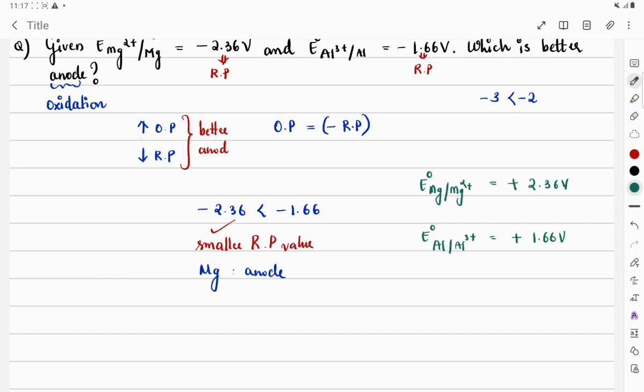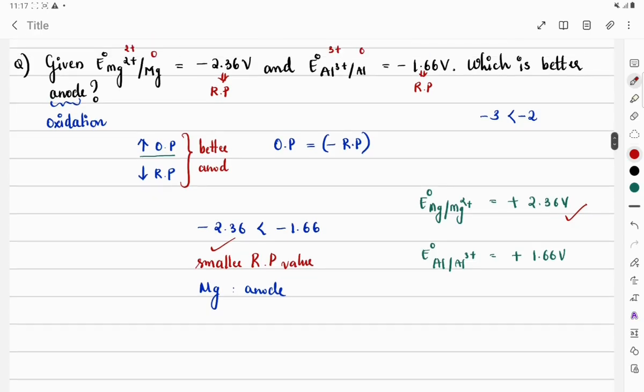So we need higher oxidation potential. Therefore, the one with higher oxidation potential is this. Again, magnesium is the better anode. So for this question, the answer is magnesium.